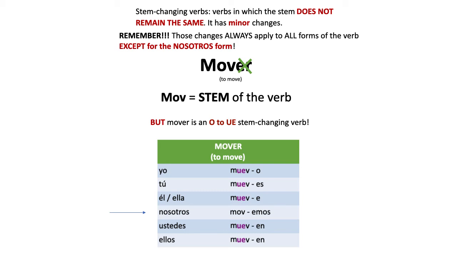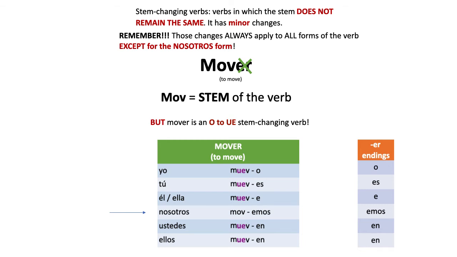Notice as well the endings that we're using here. O, es, e, emos, en, en. Where did I get those endings? Well, they are your standard endings for ER verbs. Why did I use these endings? Because mover is an ER verb, as the ending of its infinitive tells me, right?